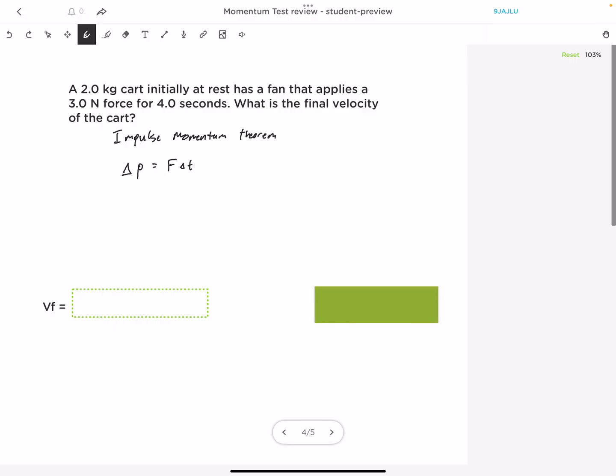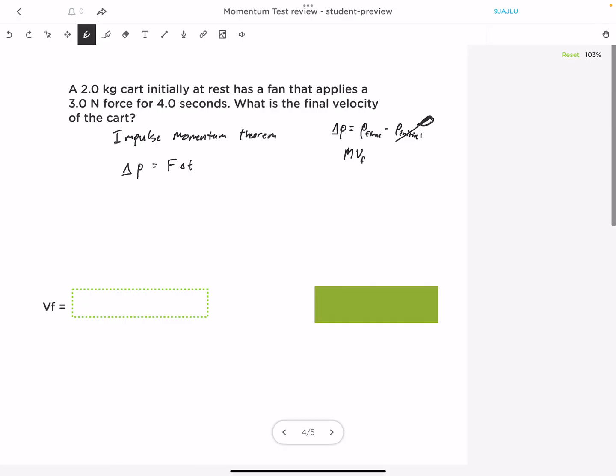So here, the change of momentum, we know it's initially at rest, right? So change of momentum is P final minus P initial, and the initial momentum is going to be 0 because it's at rest. So I'm just basically looking at the final momentum of the system. So M1 V1F. I don't even have to put M1, there's no second object, right? So just MVF.